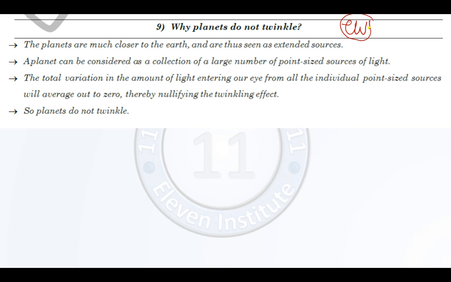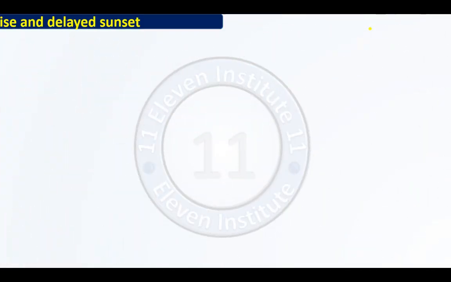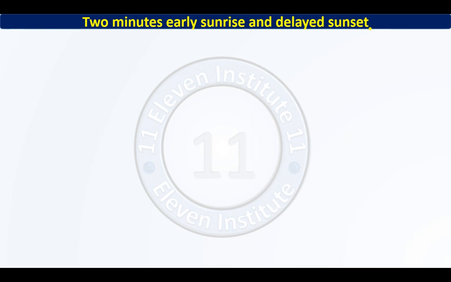Let us now move ahead and understand one more example of atmospheric refraction. That is 2 minutes early sunrise and delayed sunset. Now first understand this topic, then I will show a beautiful animation to you. Right. 2 minutes early sunrise.